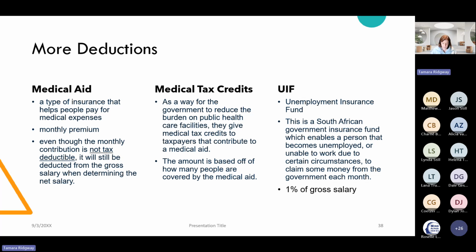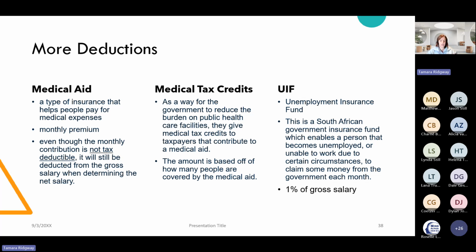This UIF is also just a nice conversation to be had. When can you claim for UIF? I didn't go into all of this. You don't have to, it's not a testable thing. I don't know how focused you are on the finals, but it's not just a case of, oh, I'm unemployed, I can claim. You have to have been contributing to the UIF when you were employed in order to claim it when you are not employed.